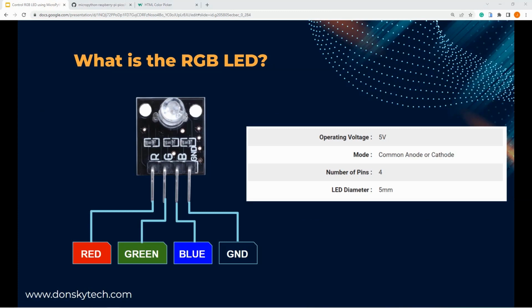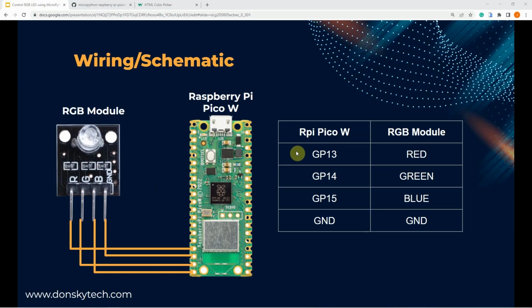Before we dive further, let us discuss first what an RGB LED module is. The RGB LED module is actually a mixture of three LEDs, which are the red, green, and blue LEDs packed in a single package. The module contains built-in current limiting resistors to protect the LEDs from overcurrent. In order to achieve the desired color, you need to adjust the intensity of each individual LED, which is the red, green, and blue. The table at the side shows the usual specification of this component. Now, this is the wiring or schematic diagram for this post.